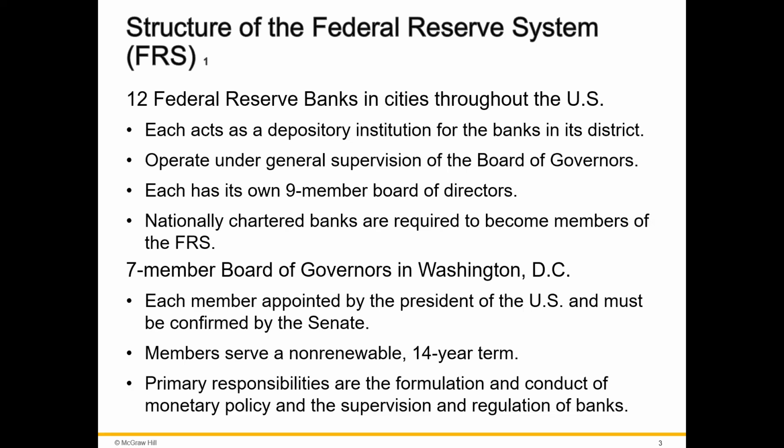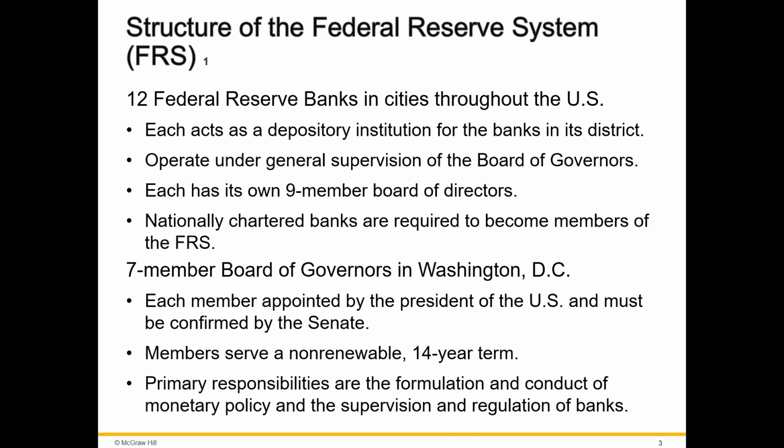The structure of the Federal Reserve System. There are 12 Federal Reserve banks in cities throughout the United States. Each acts as a depository institution for the banks in its district. Because there are only 12 but we have 50 states, a district can be several states. They operate under general supervision of the Board of Governors. Each has its own 9-member board of directors.